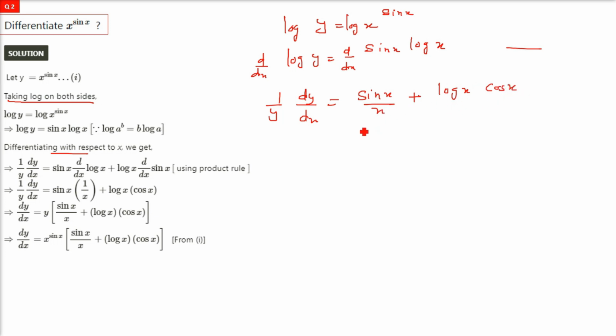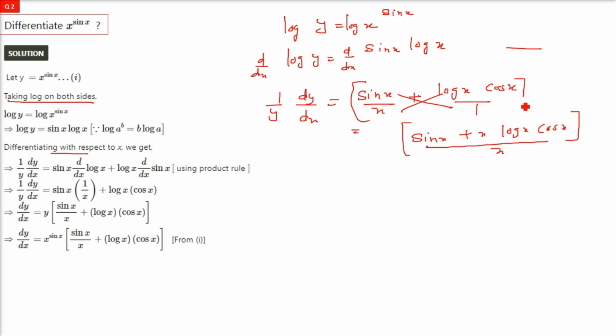Now you can leave it here because this is already solved, or you can also do LCM, like sin x and plus x into log x cos x divided by x. So it will combine these two different terms into one term. That is the only thing. Both the things are same. But here we don't have dy by dx along with this, we have a 1 by y also. So 1 by y will go to the numerator, and y is nothing but log x to the power sin x.